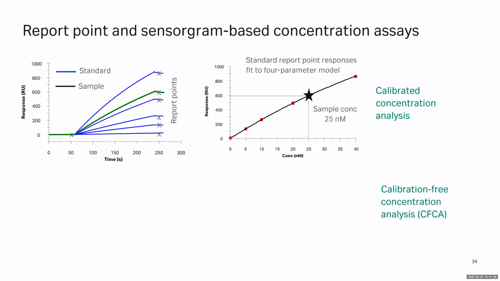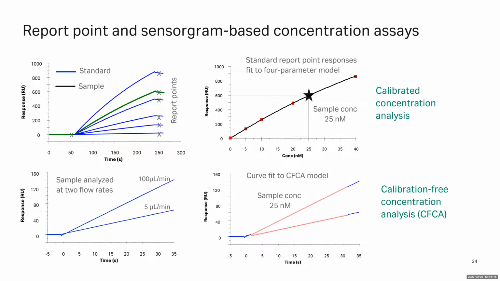By comparison, there is what we call a calibration-free concentration analysis approach, or CFCA. Here, we take advantage of the flow-based properties of a Biacore instrument under conditions where we have a very high surface density, and we can actually get what's called mass transport limited binding. If we're trying to measure kinetics, mass transport limitations are not desirable. We typically would use low surface density for kinetic assays. But for concentration assays, we can actually take advantage of a mass transport limitation.